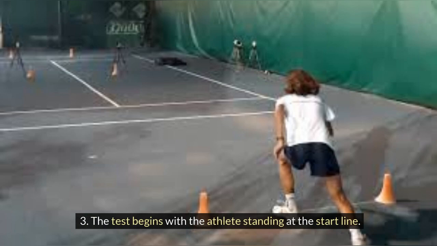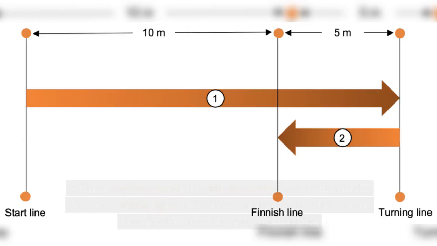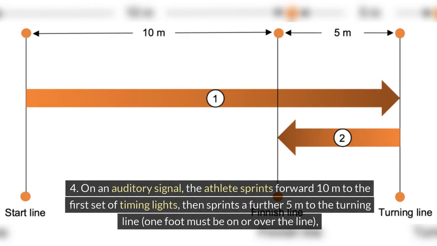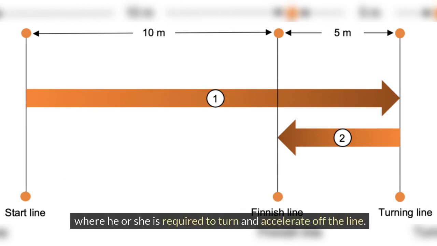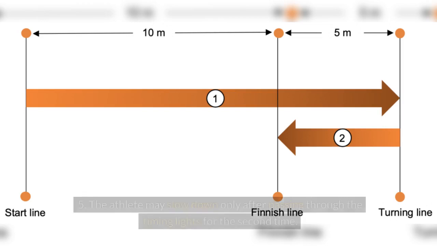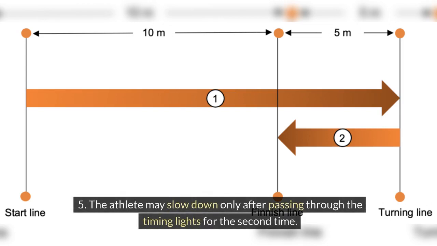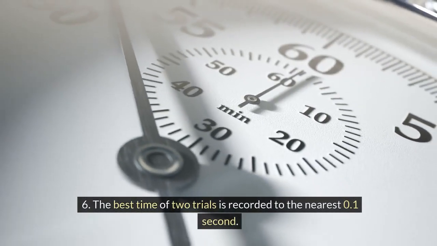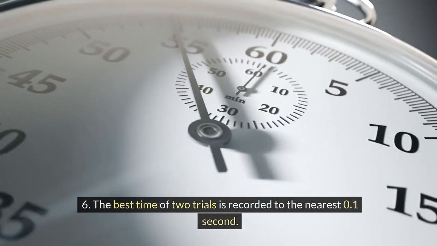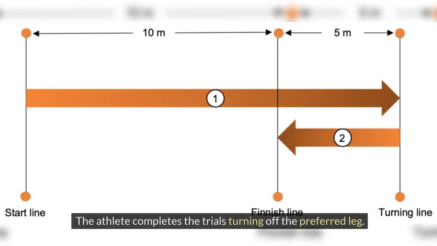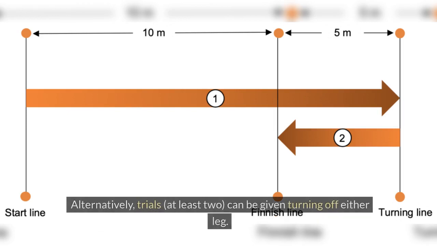3. The test begins with the athlete standing at the start line. 4. On an auditory signal, the athlete sprints forward 10 meters to the first set of timing lights, then sprints a further 5 meters to the turning line. 1 foot must be on or over the line, where he or she is required to turn and accelerate off the line. 5. The athlete may slow down only after passing through the timing lights for the second time. 6. The best time of 2 trials is recorded to the nearest 0.1 second. The athlete completes the trials turning off the preferred leg. Alternatively, trials, at least 2, can be given turning off either leg.